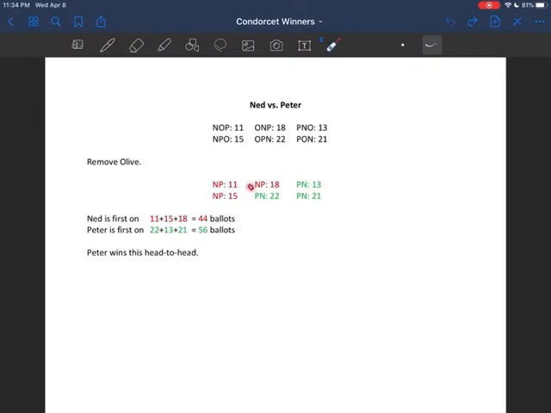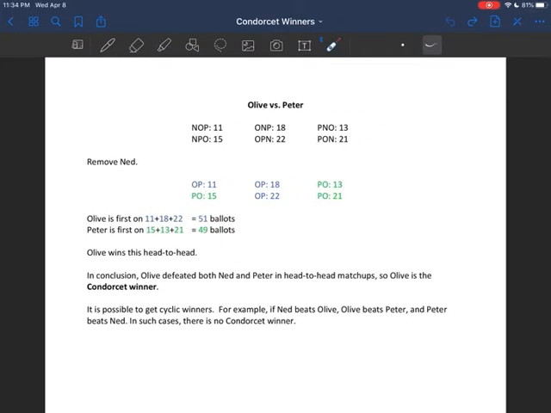And again, we take the same ballots, except now we're going to eliminate Olive, who isn't either Ned or Peter. And so, for example, the NOP ballots become NP ballots. ONP becomes NP. And we have them color-coded as before. Ned has 11 plus 15 plus 18 this time for a total of 44 ballots, whereas Peter is first place on 56. So Peter wins this head-to-head. And there's one more left to try. Next, we have Olive versus Peter.